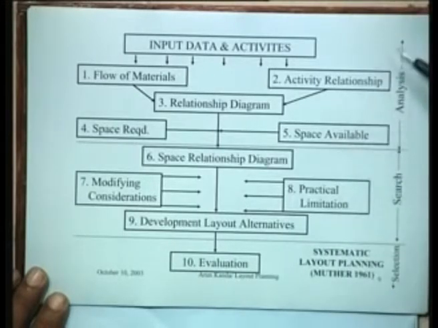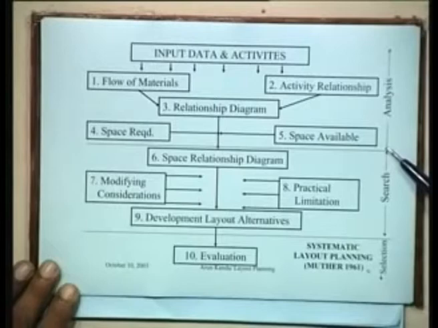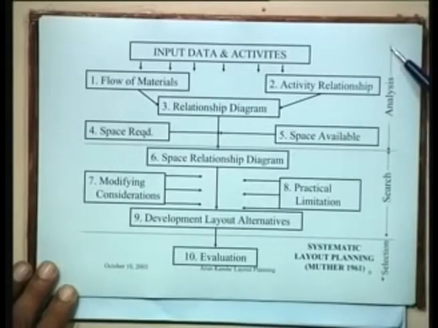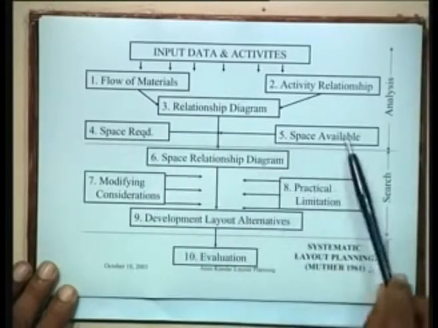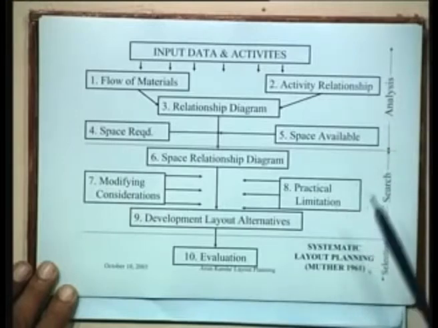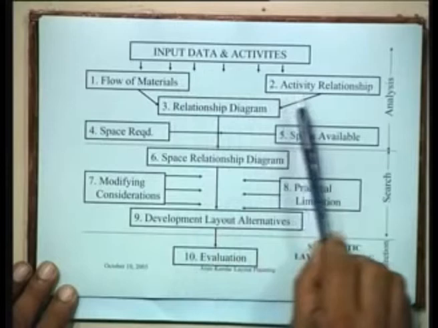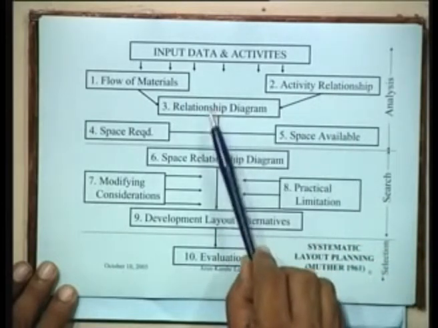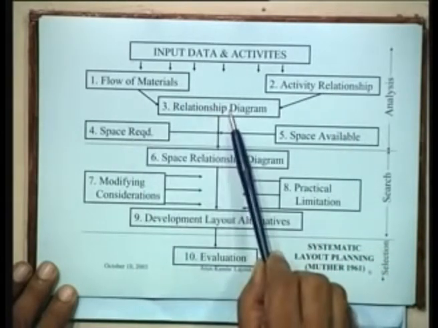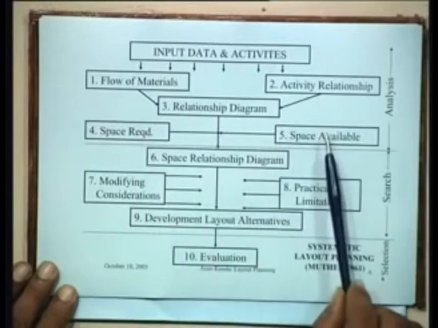You can see that you can divide this framework into 3 different phases. Up to step 5 is the phase of analysis, where you are analyzing your data, finding out the flow of materials, the activity relationships depending upon the activity relationship diagram, the space required and the space available.